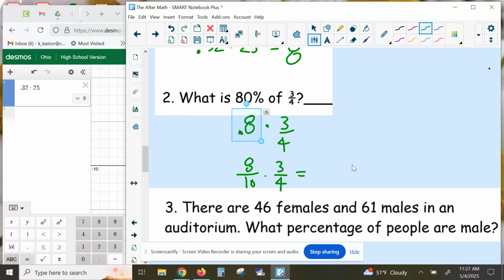And you can multiply straight across the top, straight across the bottom. You could also cancel out earlier if you want. So if we see this 8 on top and the 4 on the bottom, those are both divisible by 4. So we could divide this by 4 and get a 2, and we could divide this by 4 and get a 1. Go straight across, and we get 6/10. That can be simplified more. Divide by 2, and we get 3/5.